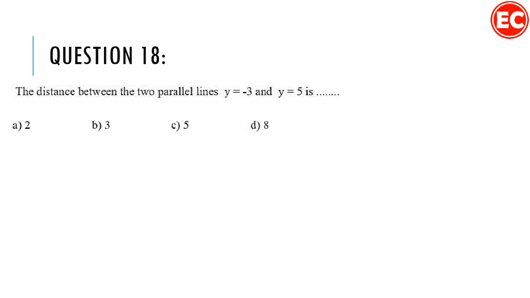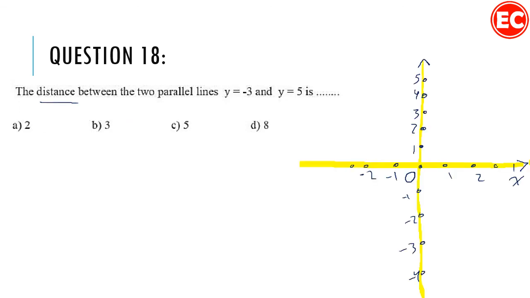Question number 18. For this question, the straight line y is equal to negative 3 is a straight line passing through the point negative 3 and parallel to the x-axis. And the straight line y is equal to 5 is also a straight line passing through the point 5 and parallel to the x-axis. So I'm asking about the distance between them.